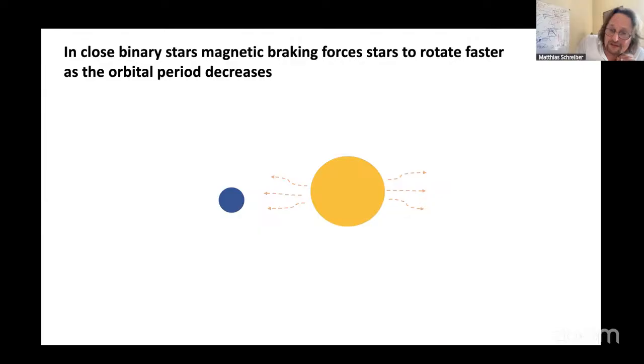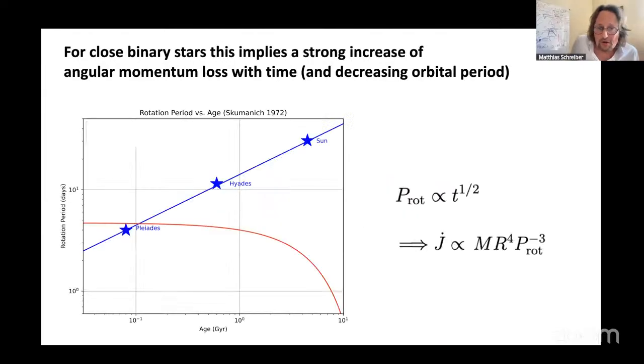If you do the same now with the famous Skumanich law I mentioned earlier, you have this blue line which represents the Skumanich braking law, the first empirical prescription ever invented. You get this angular momentum loss. And if you use the same angular momentum loss now, but for the orbit, you get for the spin period, for the rotation period of the donor star in the example we have just seen, that with time it's rotating faster and faster and faster, and this is because the orbit shrinks. So we have a big difference. In single stars, braking makes the star rotate slower, as you expect. In binaries, it's the other way around.